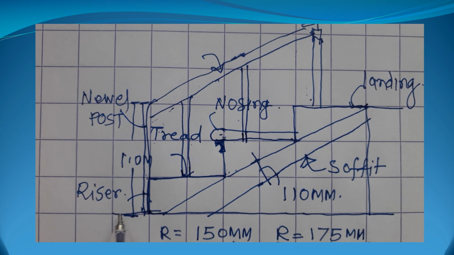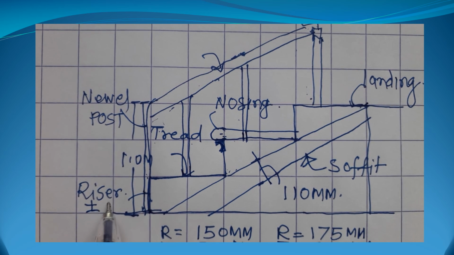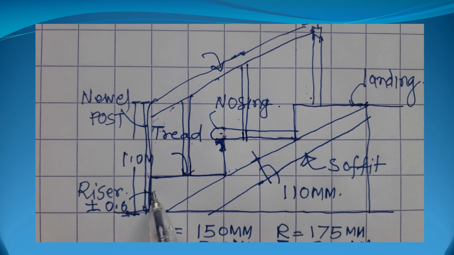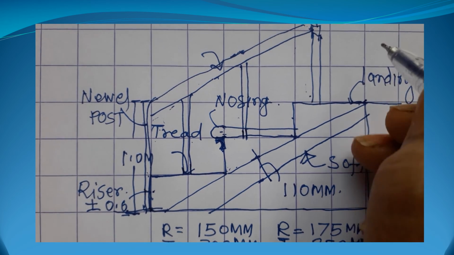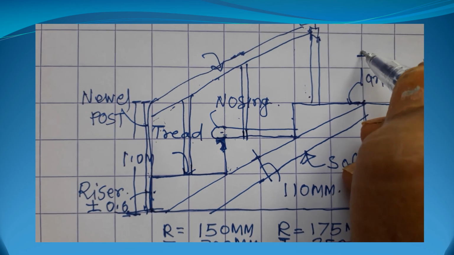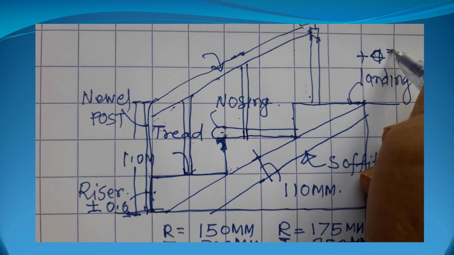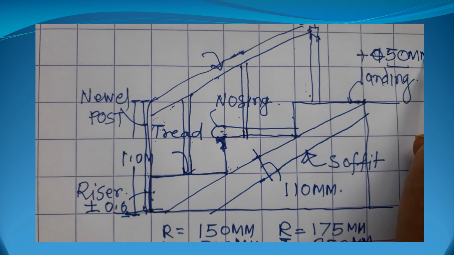Here we are climbing the staircase from level plus minus 0.00, that is the floor level, plus 150 mm, plus 150 mm, plus 150 mm. So we are reaching plus 450 mm at the top of the landing.